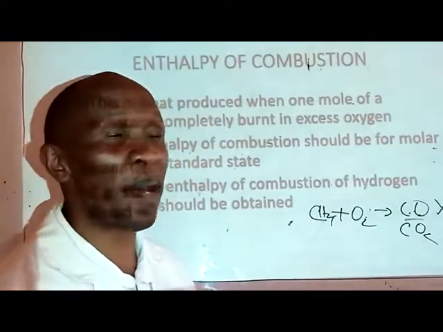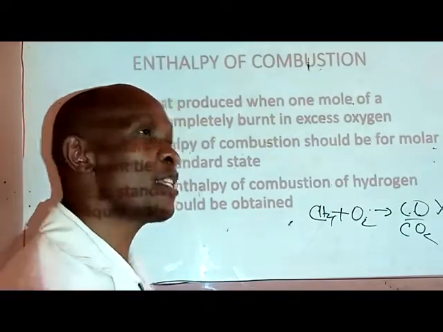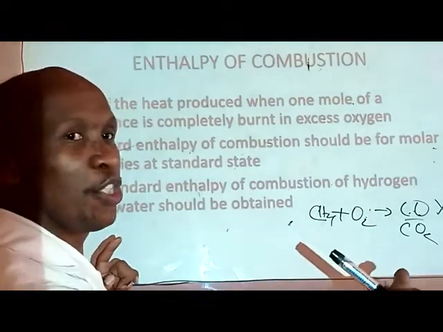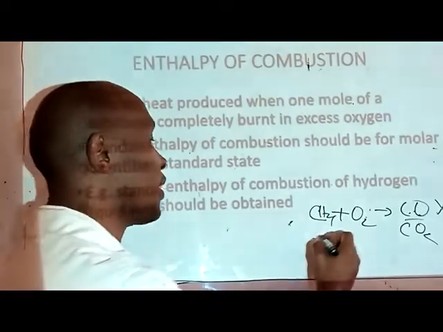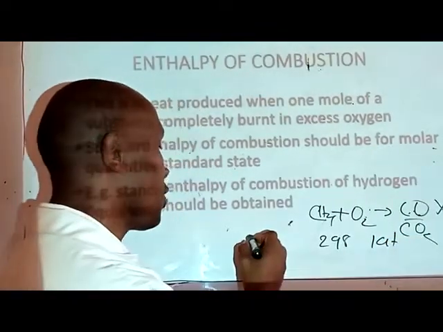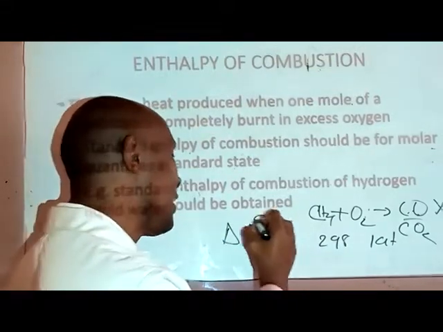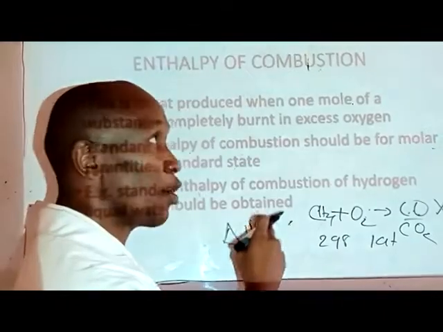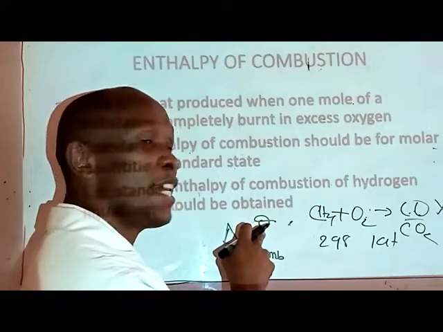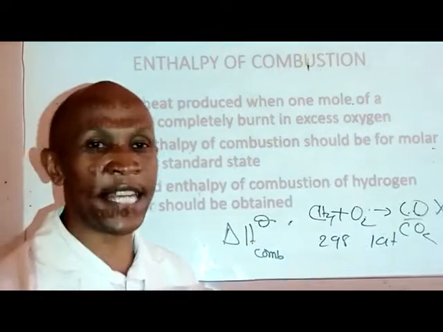Standard enthalpy of combustion of a substance is the amount of energy that is produced when 1 mole of a substance is completely burnt in excess oxygen under standard conditions. Where standard conditions refers to a temperature of 298 Kelvin under 1 atmosphere pressure. So I will talk of delta H combustion, delta H theta combustion, or delta H naught combustion. So this stands for the standard enthalpy of combustion of the substance. So it has to be under standard condition.